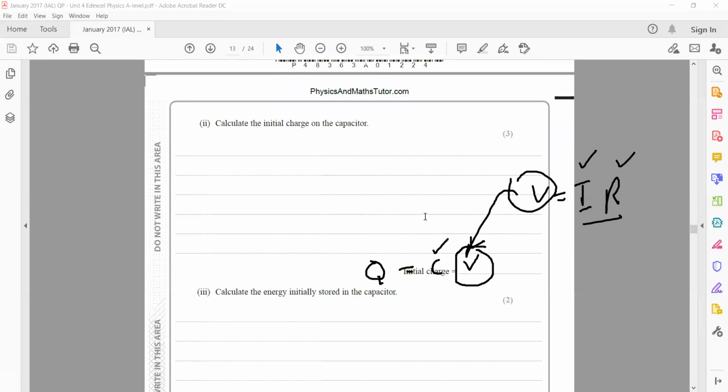Then energy stored. To get the energy stored, we can use a different formula. E is equal to half Q into V. We already know the maximum charge, and we know the maximum voltage. Multiply and divide by 2. What we'll get is how much energy is stored on this capacitor.